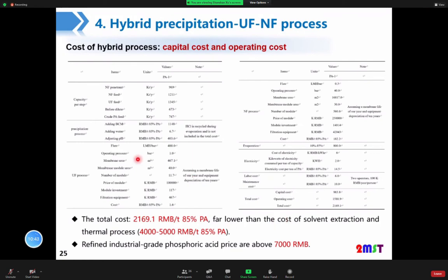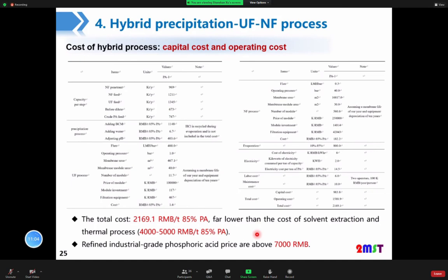Finally, we calculated the total cost of the hybrid process. Only 2,000 RMB per ton of 85% phosphoric acid, far lower than the cost of solvent extraction and thermal process.